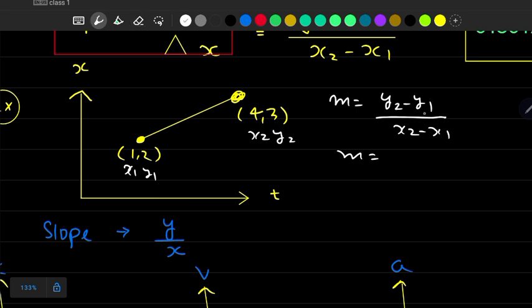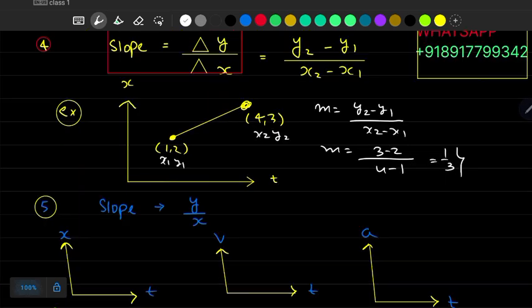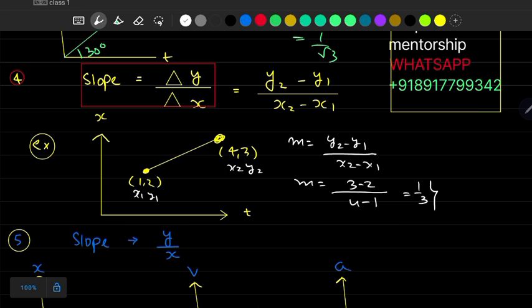So m will be y2 minus y1, so it's 3 minus 2 upon x2 minus x1, which is 4 minus 1, so the answer will come as 1 by 3. I hope it's clear to you that whenever they give us points, like separate coordinates, then we use y2 minus y1 upon x2 minus x1. If they give us angle, then we use tan theta.